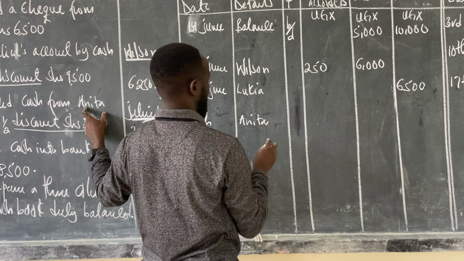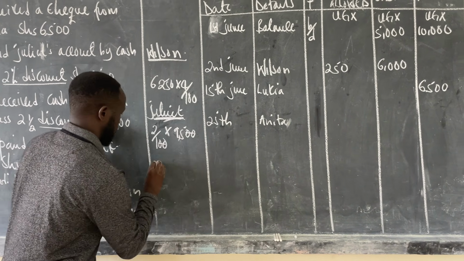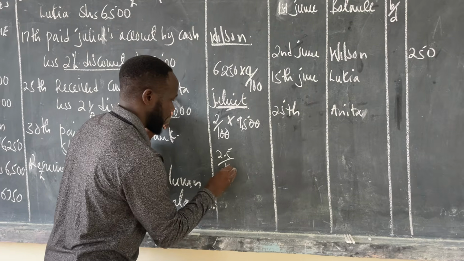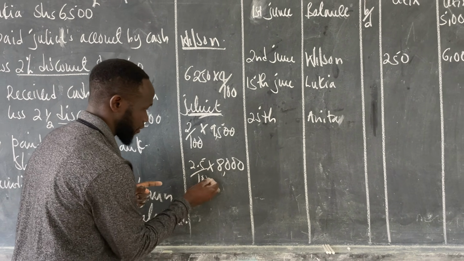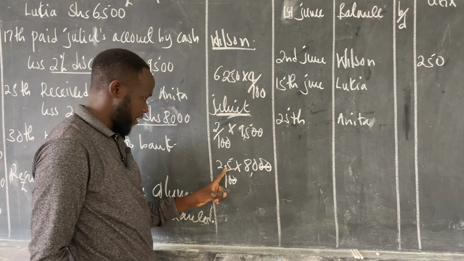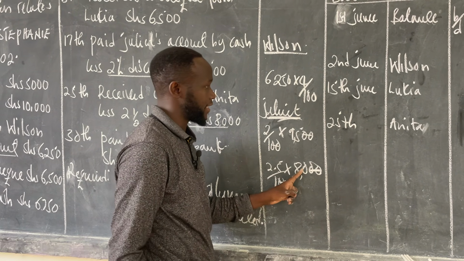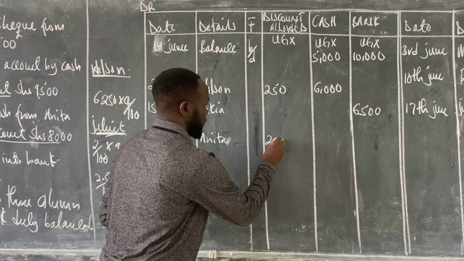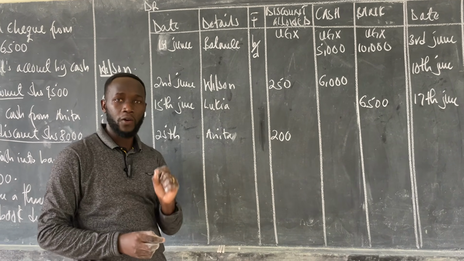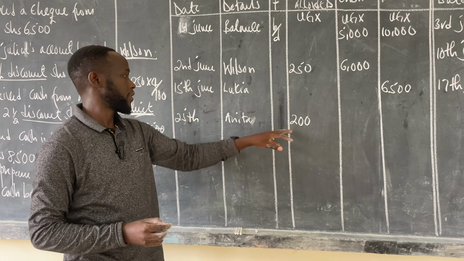So since this is a cash account, 2.5 means 2.5 out of 100 times 8,000. So these two zeros will go. You see this point goes with this zero. So you have 25 by 8. Which amount do you have? 200. So we allowed a discount of 200 to Anita.